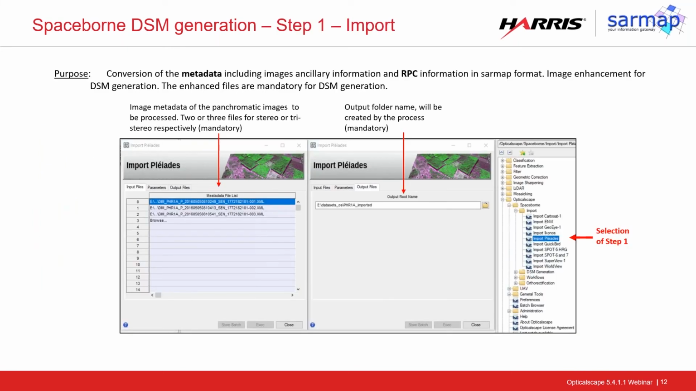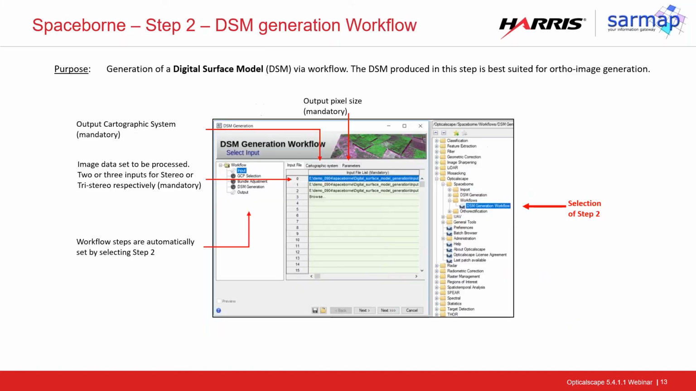For importing images, it's as easy as finding your metadata. As you can see, it's divided for every single sensor. And we will ask you to give the metadata or the tile files or whatever is needed according to the platform, for the triplet or stereo pair that you want to import, and to specify an output folder. Then you simply have to click next, execute, and those images will be converted into our structure. The second step is the generation of a digital surface model.